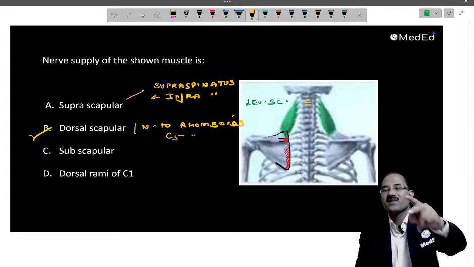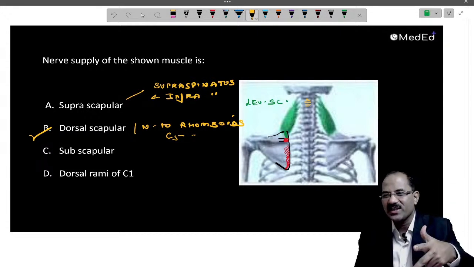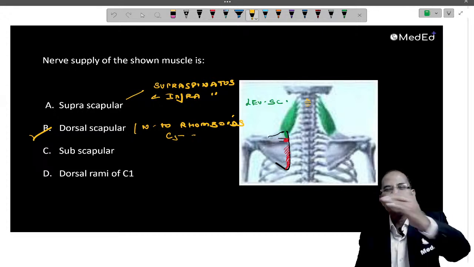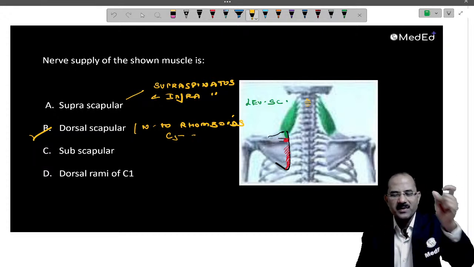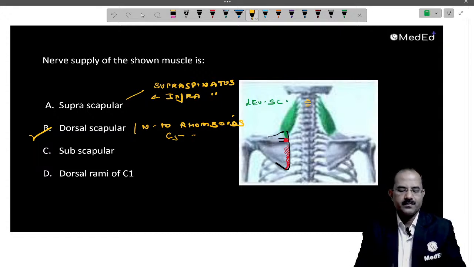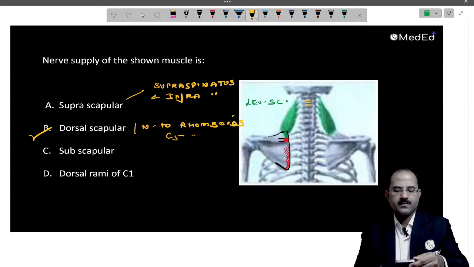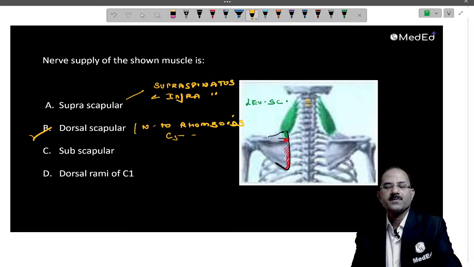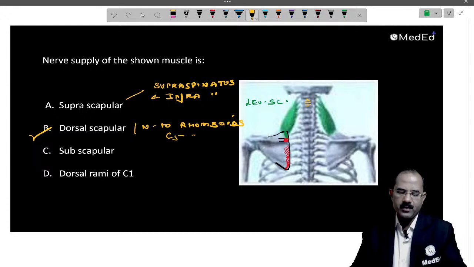Two nerves arise from the upper trunk. One is the suprascapular nerve. The second nerve is what? The nerve to subclavius. Excellent, very good. The one is suprascapular and the second one is the nerve to subclavius. Clear now? So, students, one is suprascapular nerve and the nerve to subclavius.